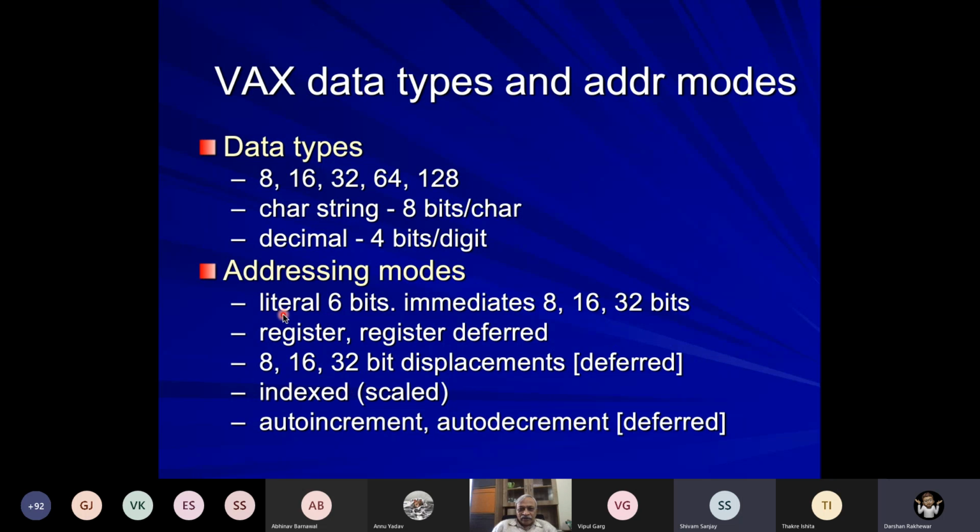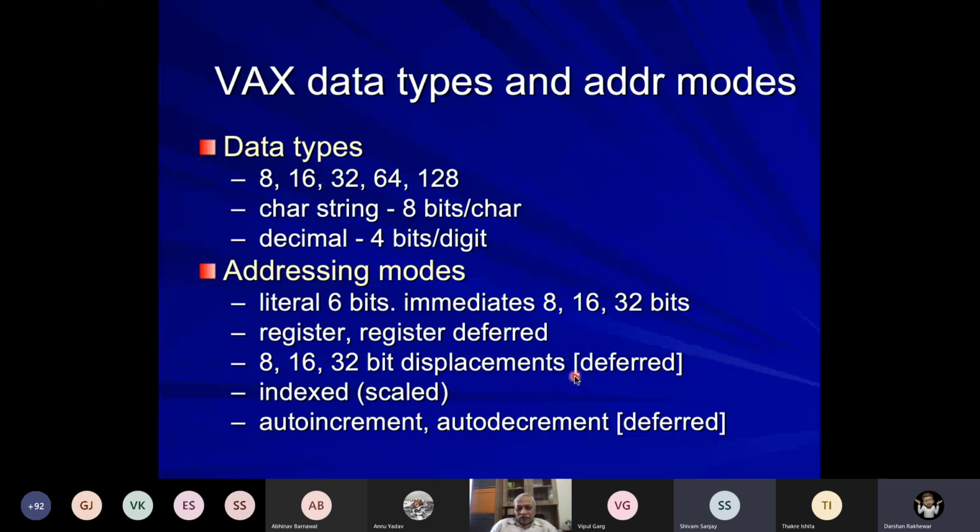Variety of addressing modes. The immediate operands could be 6-bit, 8-bit, 16-bit, 32-bit. So 6 bits are called literals. Register mode means the operand is in the register itself. Register deferred means that the register has the address of memory. The displacements, or the offset with respect to the base, could be 8-bit, 16-bit, 32 bits.